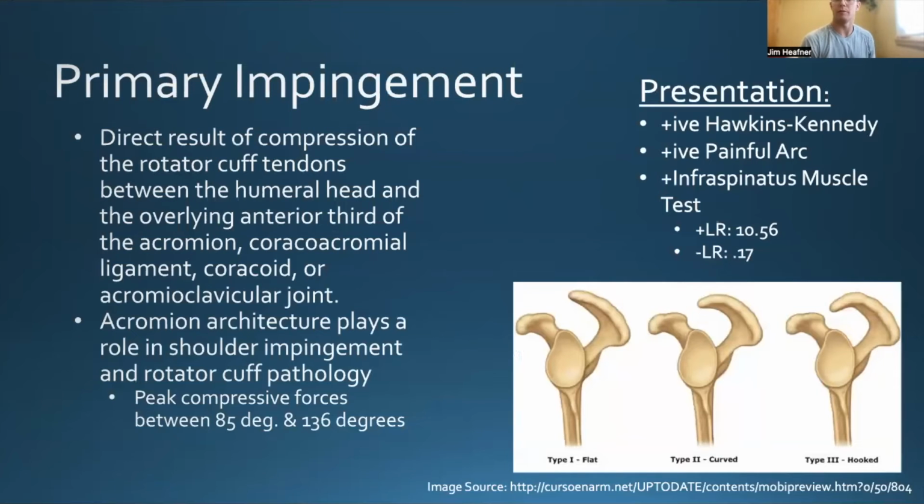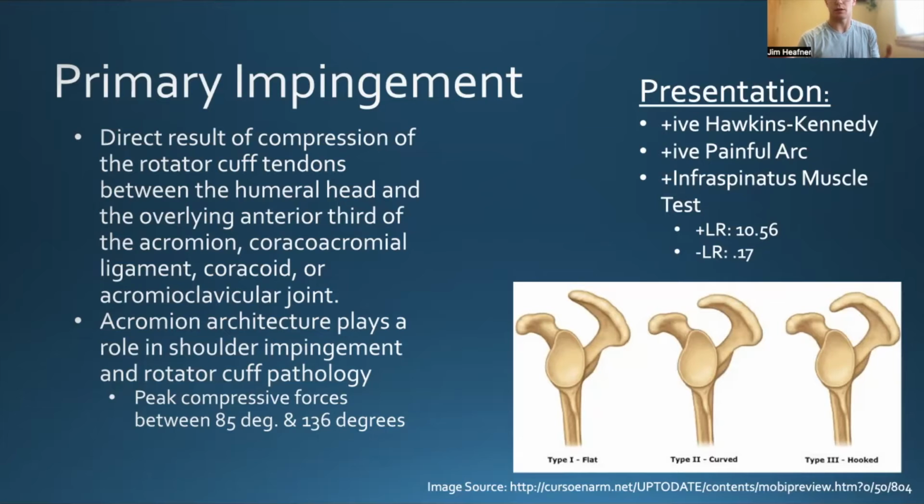There are a few different types of impingement syndrome. There's primary, secondary, and posterior. Primary impingement. How the shoulder is getting impinged, or what's the cause of it, and then where it's happening, are sort of how we delineate these things. So with primary impingement, it's a direct result of compression of the rotator cuff tendons between the humeral head and the anterior third of the acromion or the coracoacromial ligament or the coracoid itself. So the architecture or the setup of the acromion plays a significant role in primary impingement.